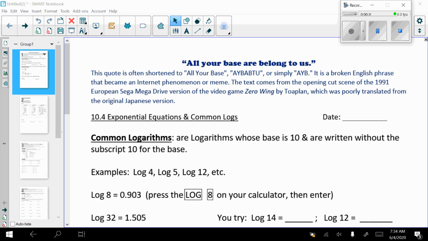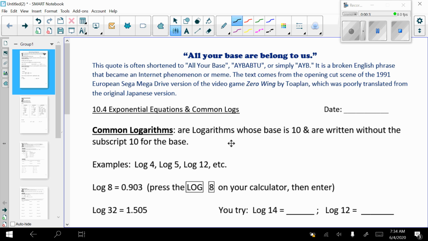The first thing we want to mention, and I think I briefly mentioned it before, was something called the common log. The common log is a logarithm whose base is 10, as you can see here. It's written without the subscript 10 for the base. You know how we write square root, but we don't put the little 2 here because we use the square root so often. This is the same thing with log base 10.